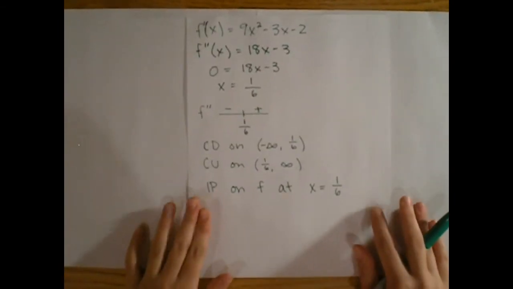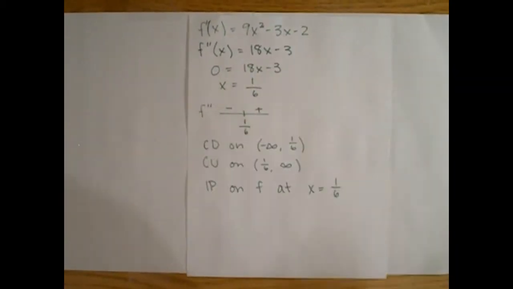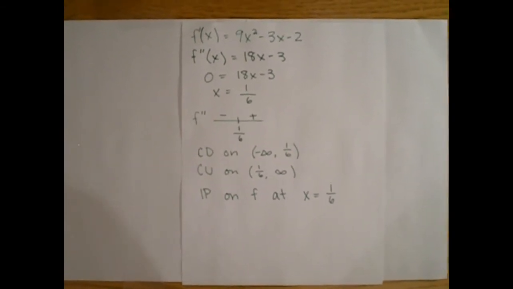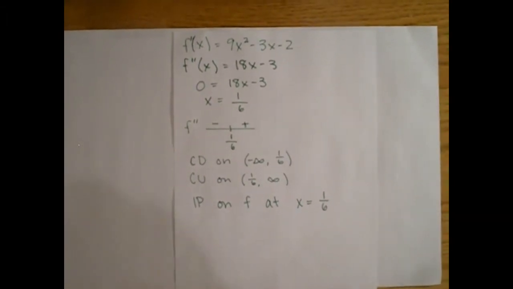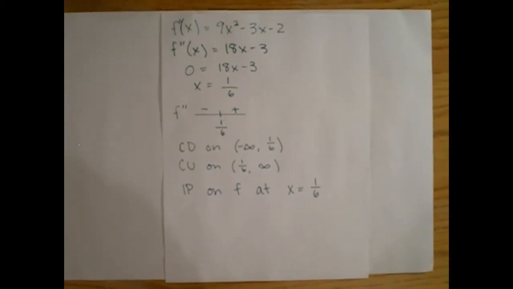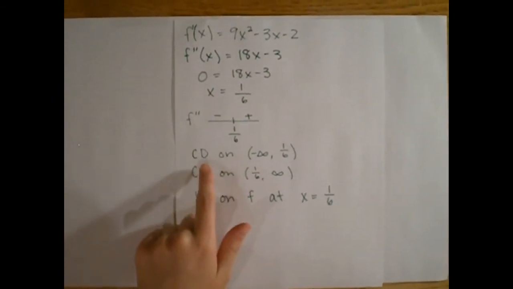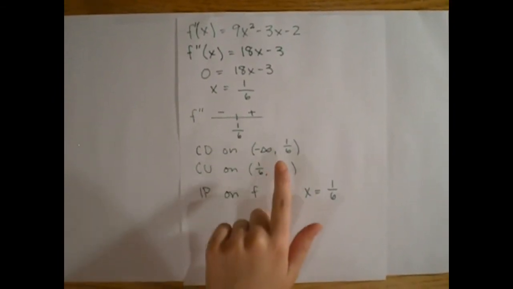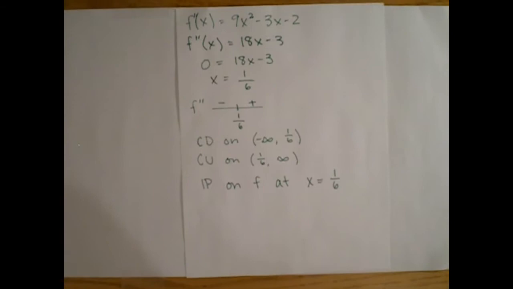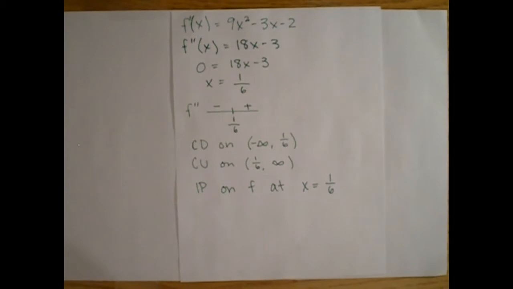Using the second derivative test, we take the derivative of f prime and find that f double prime equals 18x minus 3. We set this equal to 0 and get x equals 1/6 and make an f double prime sign chart. To the left of x equals 1/6, f double prime is negative, and to the right of x equals 1/6, f double prime is positive. This means that f is concave down from negative infinity to 1/6 and concave up on 1/6 to infinity. And there's an inflection point on f at x equals 1/6 because the second derivative is changing from negative to positive at that point.